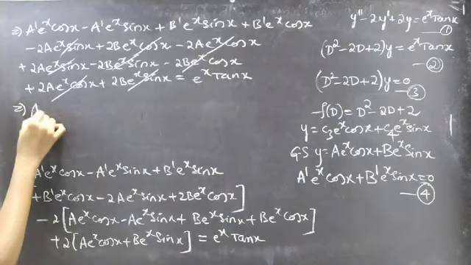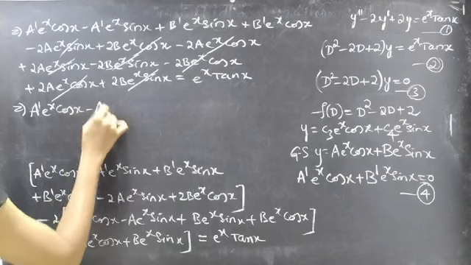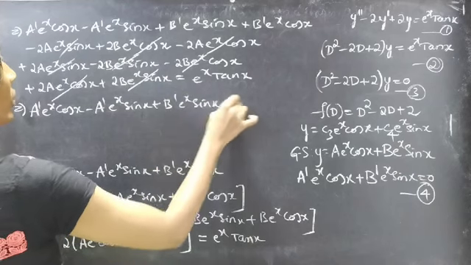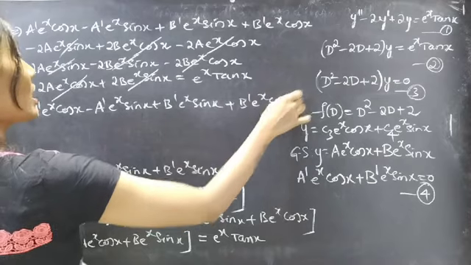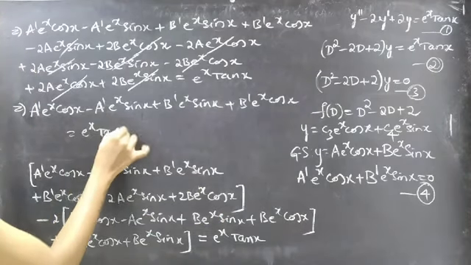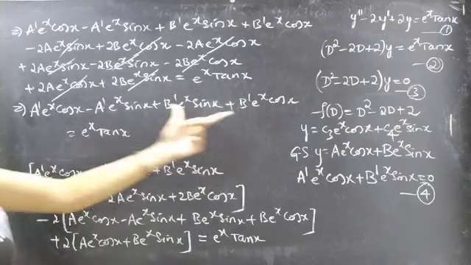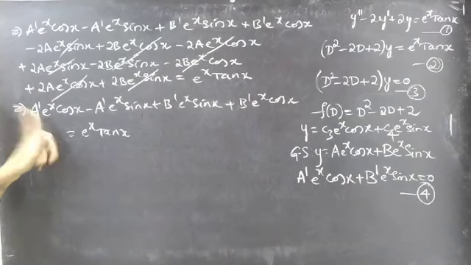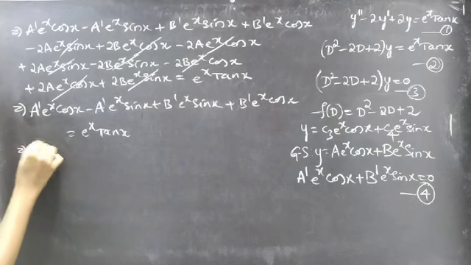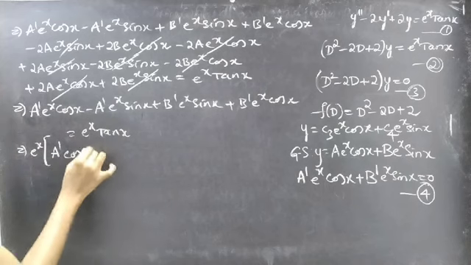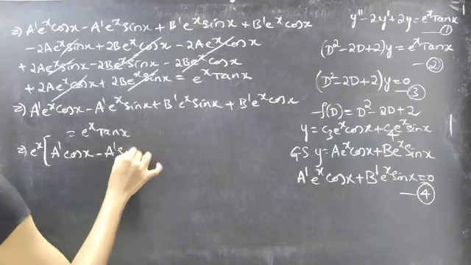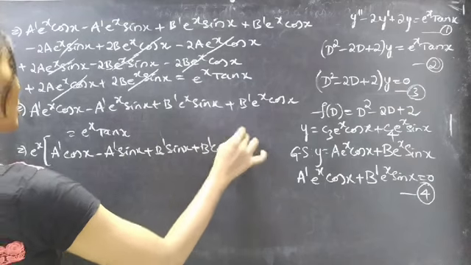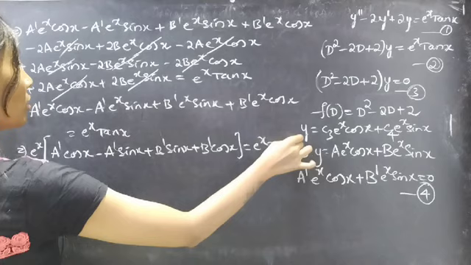Okay, this results to a dash e power x cos x minus a dash e power x sin x plus b dash e power x sin x plus b dash e power x cos x equal to e power x tan x. Now take a dash common from the first two terms and b dash common from the next two terms. Or simply take e power x common firstly from all the four terms of LHS, we'll get e power x times a dash cos x minus a dash sin x plus b dash sin x plus b dash cos x equal to e power x tan x.